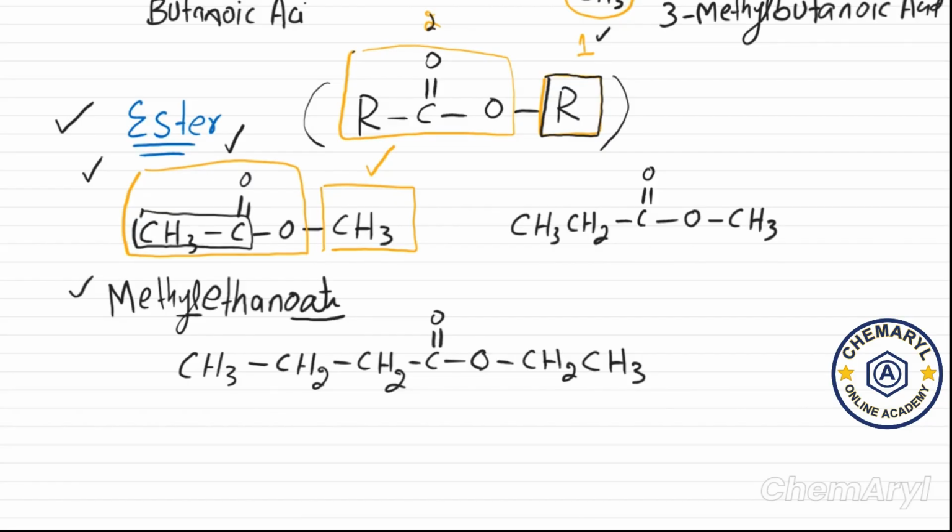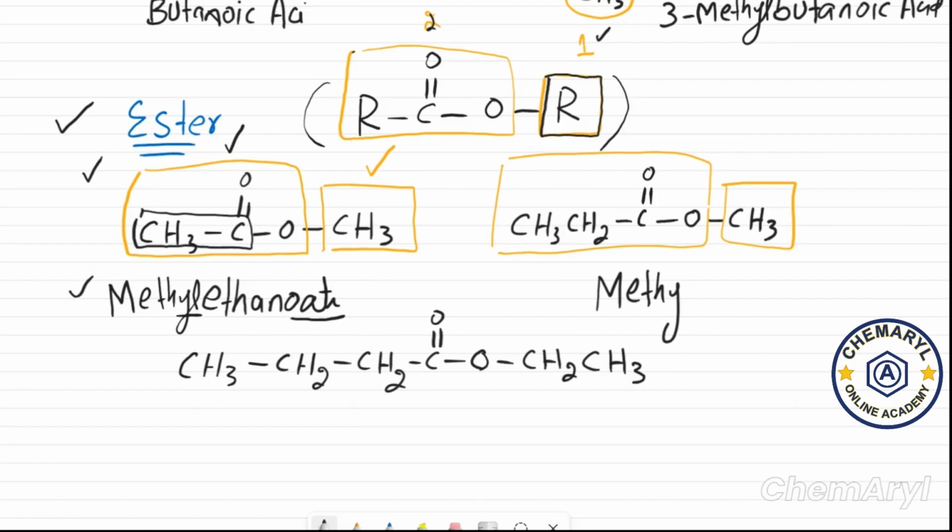Next, dear student, first part is this one and second part is this one. What is the name of first part? Methyl. And how many carbon present in the second part? 3 carbon. So what is the prefix used for 3 carbon? Prop. And the suffix used for the ester family is oate. So the correct name is methyl propanoate.